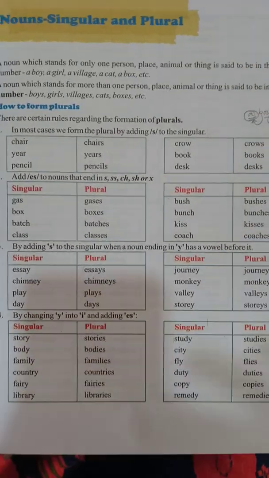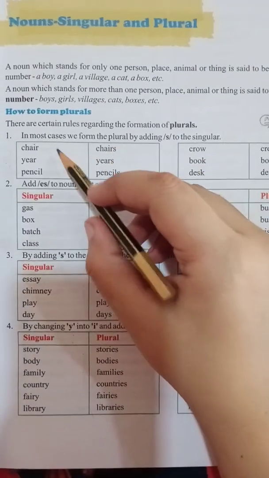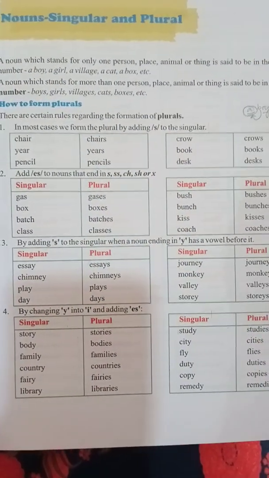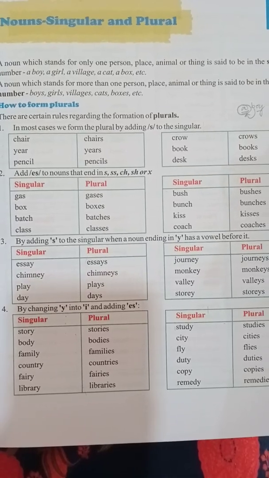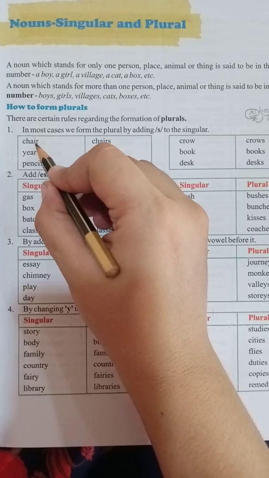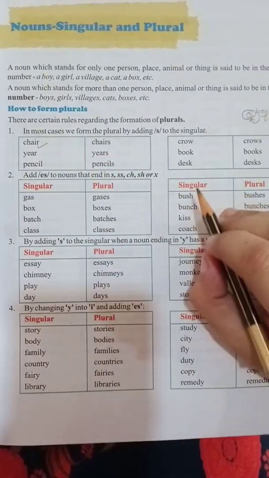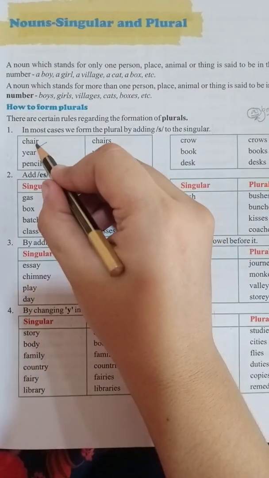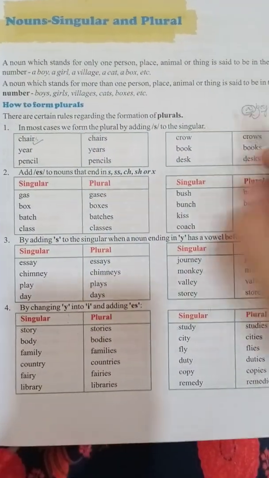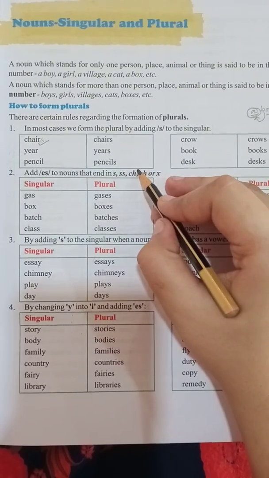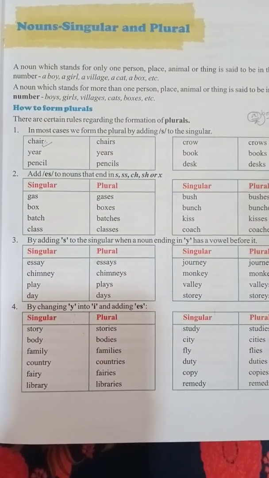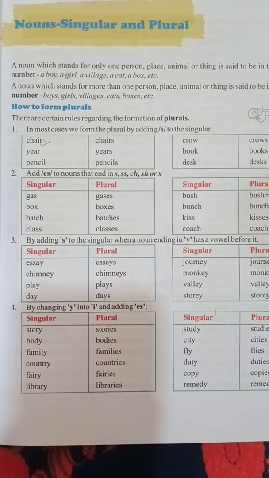Okay, now how to form this plural noun? There are certain rules regarding the formation of plurals. First rule is, in most cases we form the plural by adding s to the singular noun. If we have a singular noun, like here it is written chair, it is singular form, we simply put s in the last to form its plural, that is chairs. Okay, pencil, pencils.